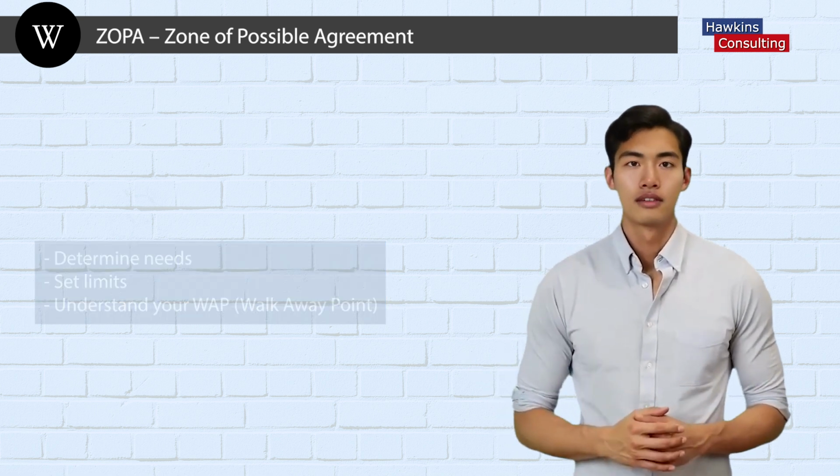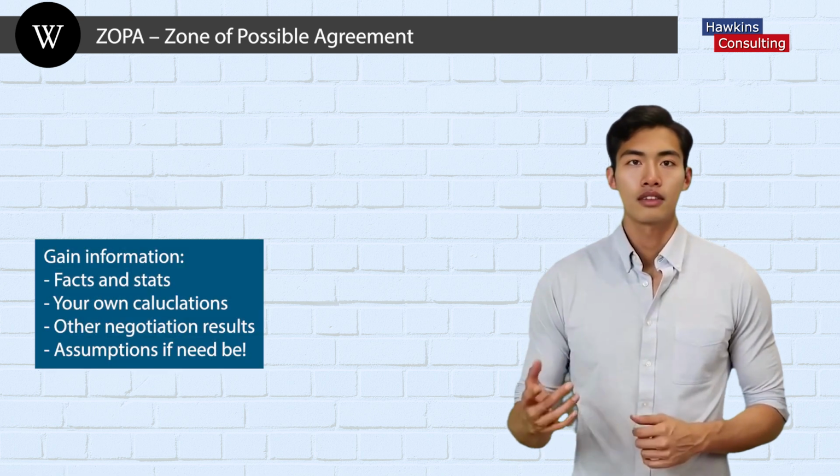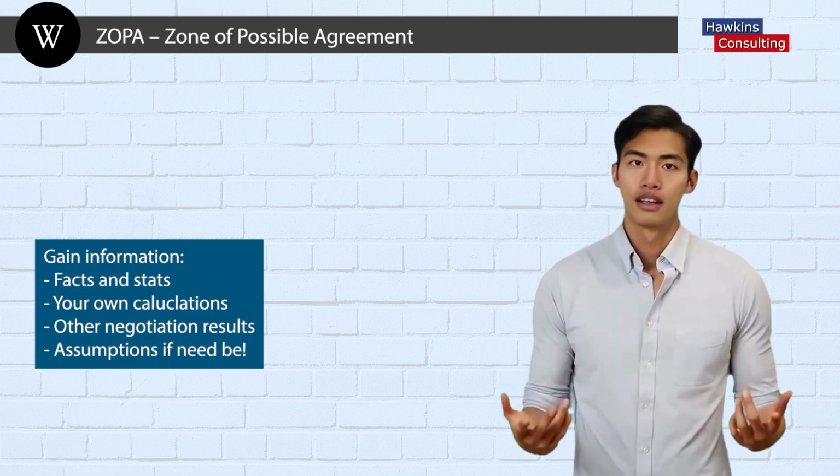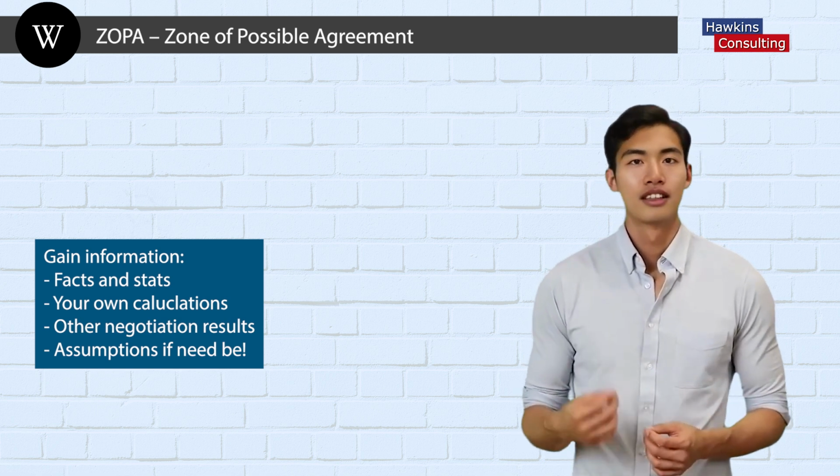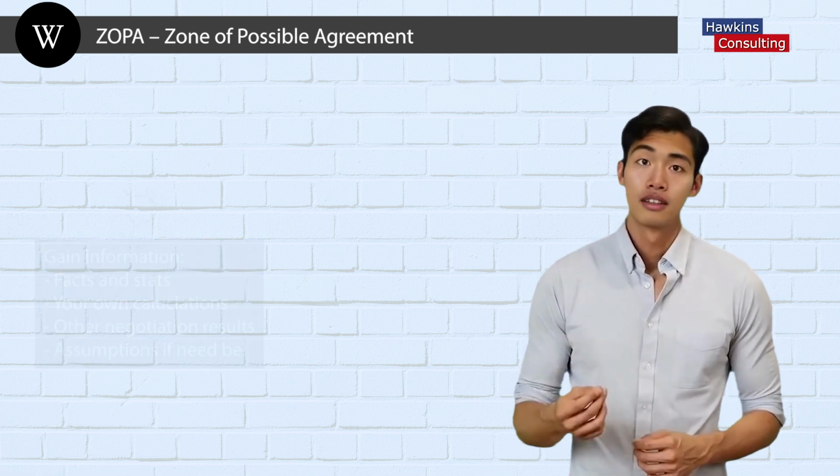from the negotiation. In this phase, it is vital to obtain as much information as possible: facts and figures, industry statistics, previous negotiation results, and to make assumptions where information is incomplete.